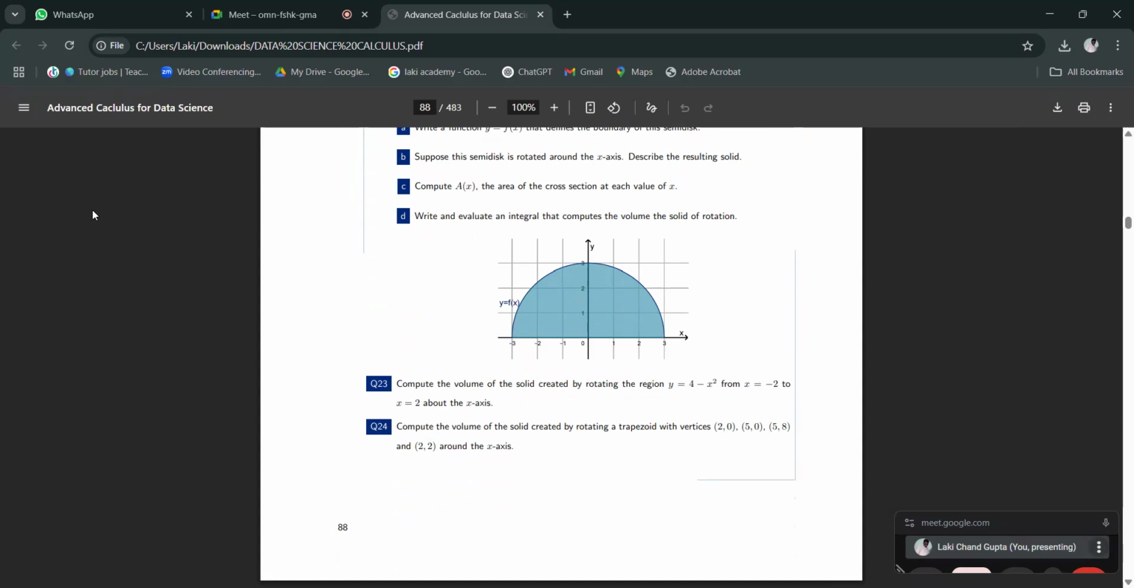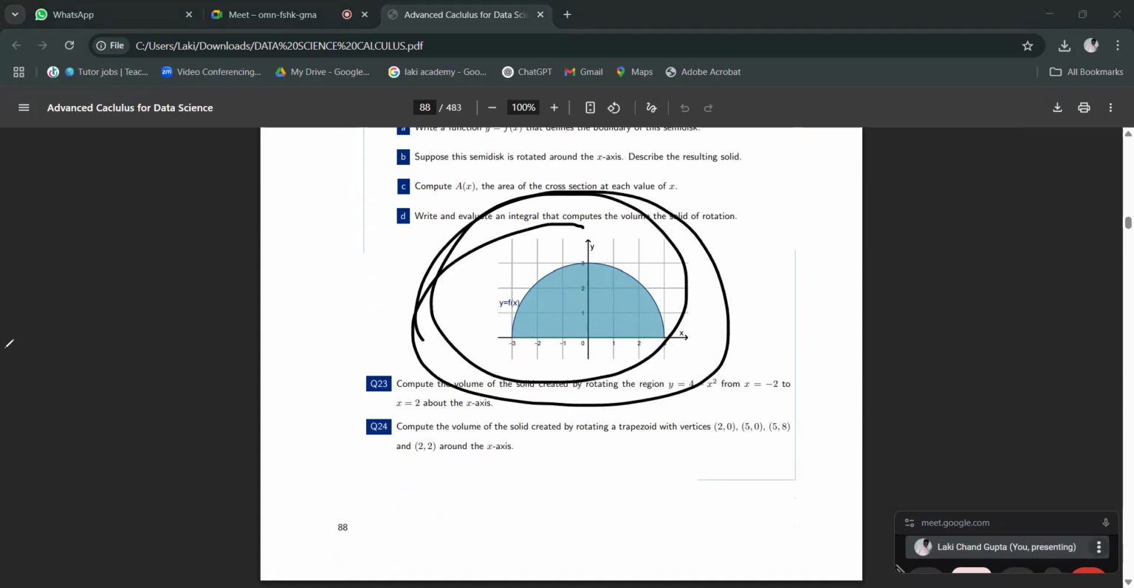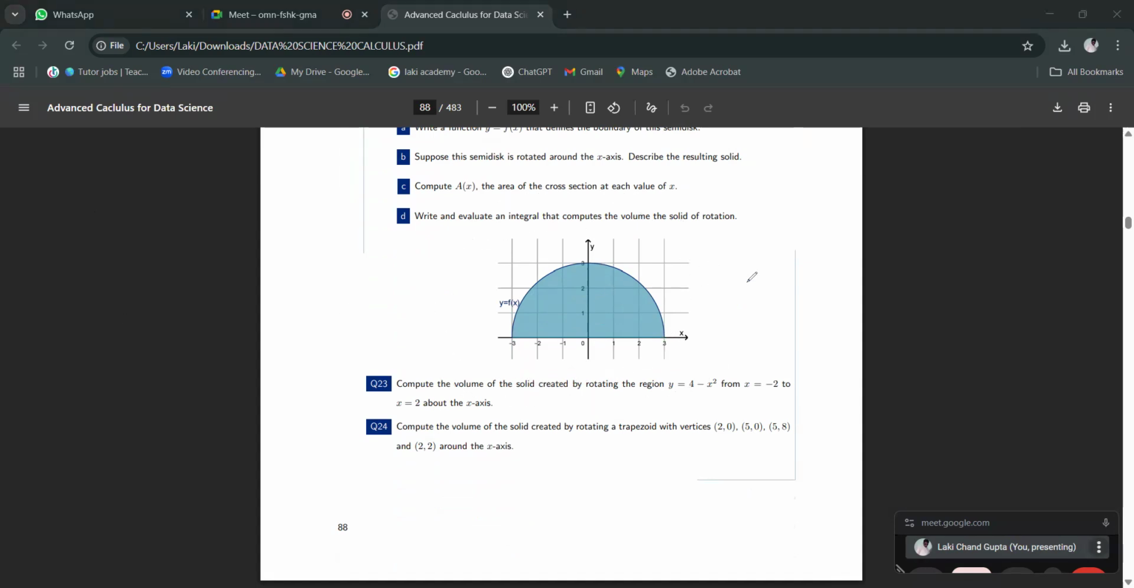For example, you want to find the volume of this figure. How can you find it? See, the formula of volume is what? Area dx, and x goes from -3 to +3, right? This is the limit of x, -3 to +3.